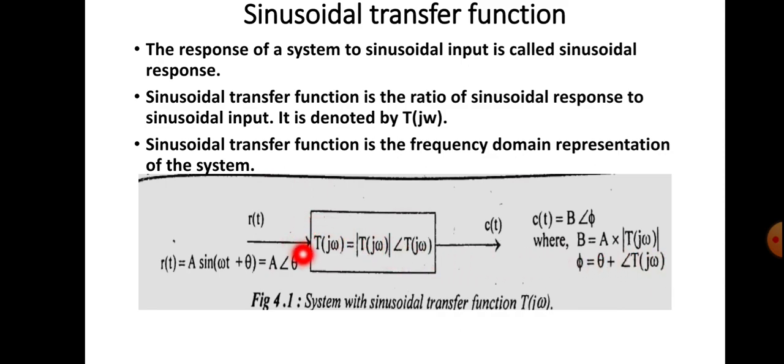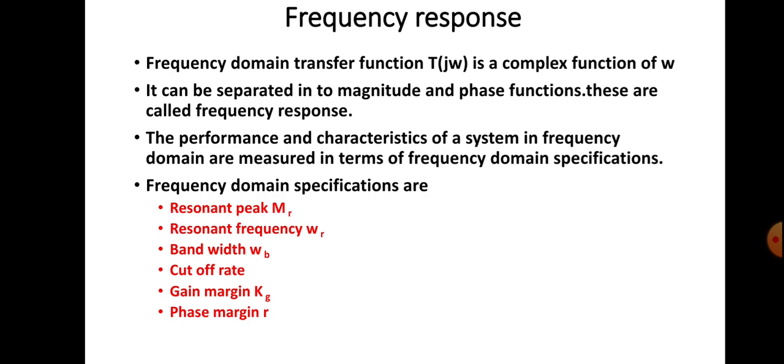So this is the frequency domain representation. Actually, the sinusoidal transfer function itself is the frequency domain representation. We can say that the frequency domain transfer function T of j omega is a complex function of omega. We can separate this complex function of omega into magnitude and phase functions, and these magnitude and phase functions are called the frequency response. Using the frequency domain specifications, we can find the performance and characteristics of the system.